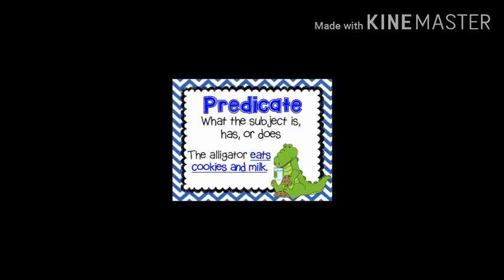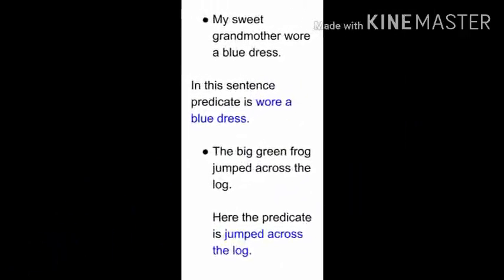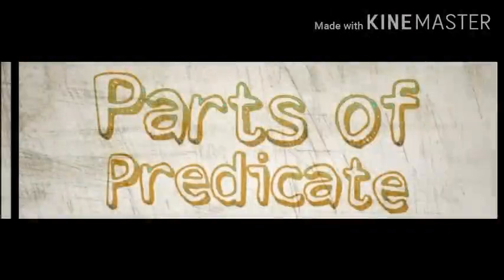Now, in this sentence, what is told about the alligator? That is, eats cookies and milk. So, the group of words eats cookies and milk is the predicate. More examples. My sweet grandmother wore a blue dress. What information is given about my sweet grandmother? That is, wore a blue dress. That is the predicate. Same way, next example is, the big green frog jumped across the log. Here, the words jumped across the log is the predicate.